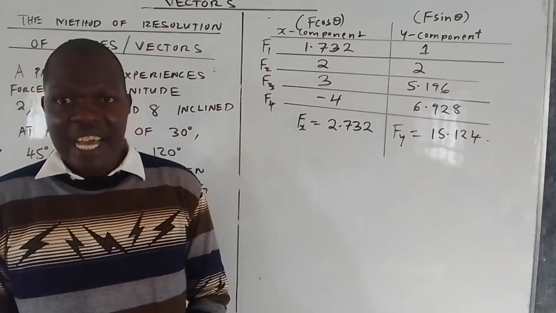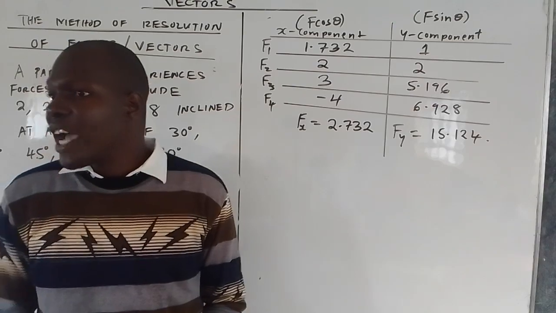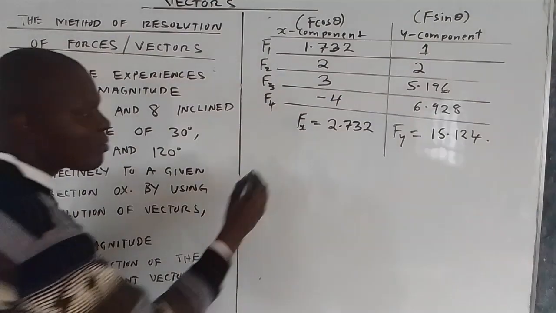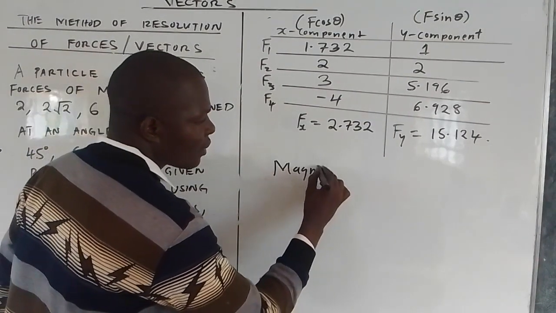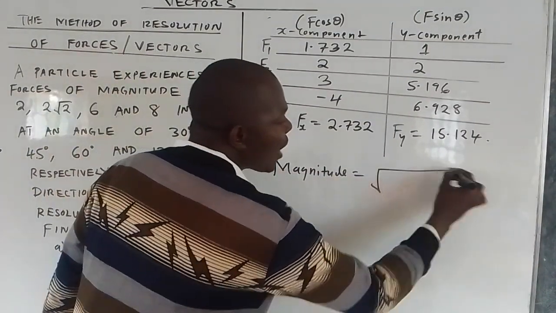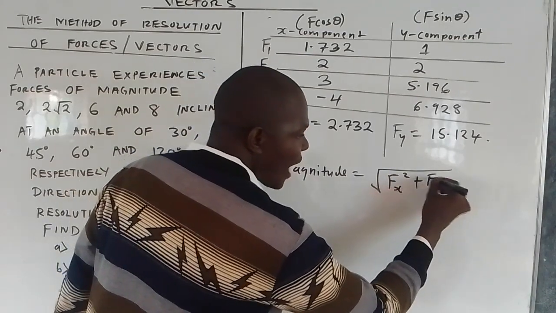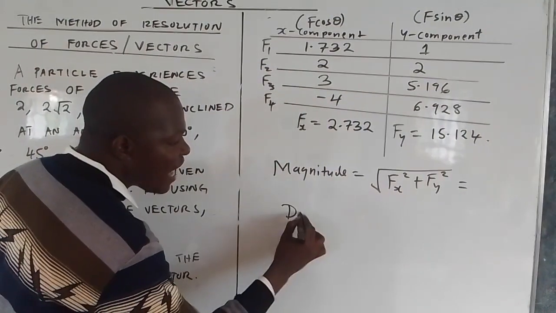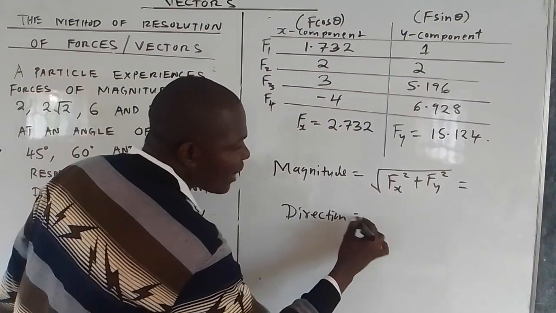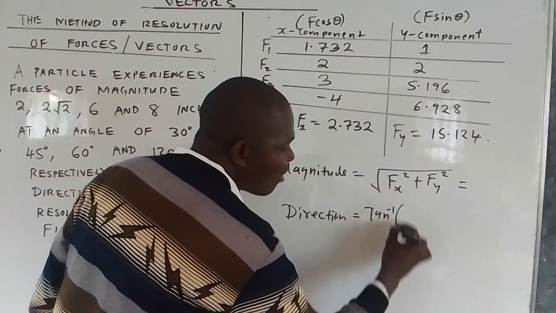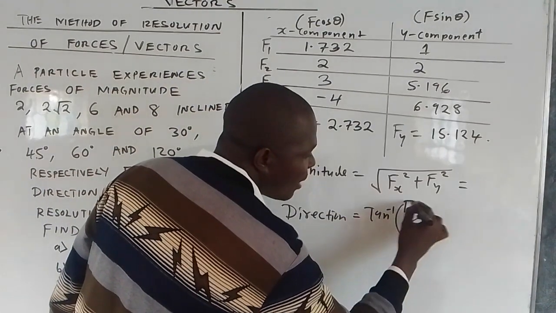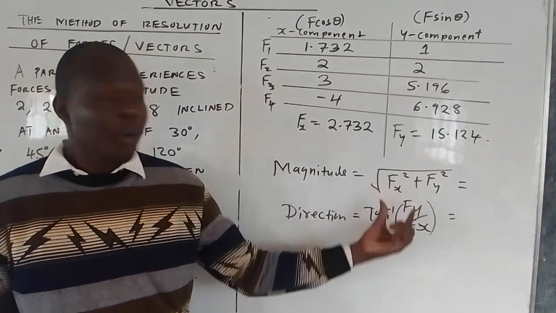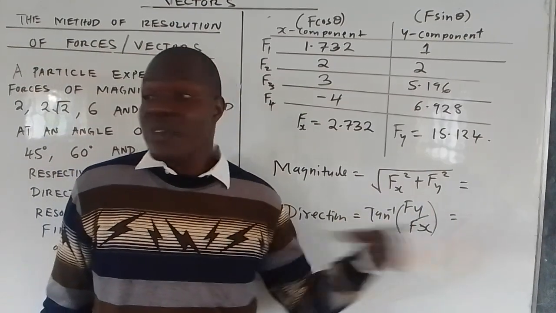After getting the resultant x component and the resultant y component, what do you now get? You now get the magnitude of this resultant, isn't it? So what is magnitude? Pythagoras theorem, meaning it is the square root of the x component squared plus the y component squared. Then you leave it like that. Then you go to the direction. The direction is given by the tan inverse of y over x, isn't it? The formula, writing the formula is what is important. Then the values you now substitute from the calculator.